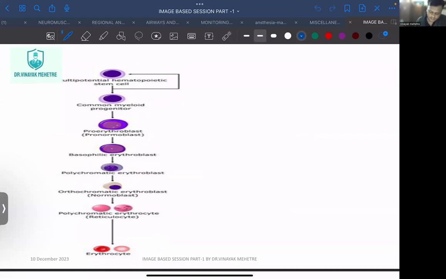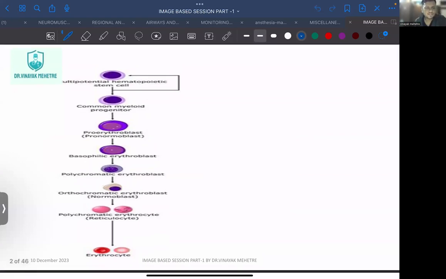This is called hematopoiesis or erythropoiesis, right? Formation of RBCs. So what you will get as questions: which RBC will be seen on electron microscope first? On electron microscope we will see first the pro-erythroblast, that is probe. It is seen on electron microscope.